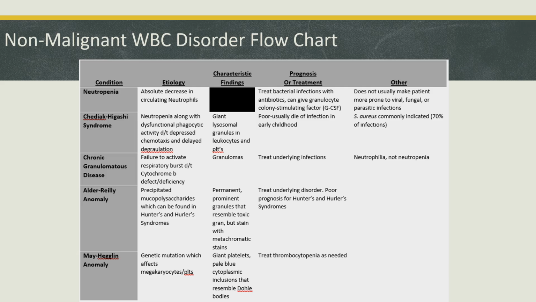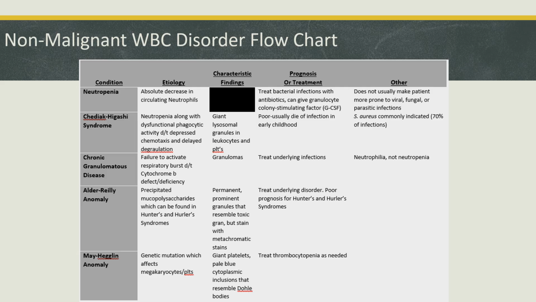So first one is going to be neutropenia, and of course that's just going to be the absolute decrease in circulating neutrophils. Again, it can be due to a variety of reasons. It can be due to bone marrow insufficiency or suppressed bone marrow. It can be due to a bacterial infection.